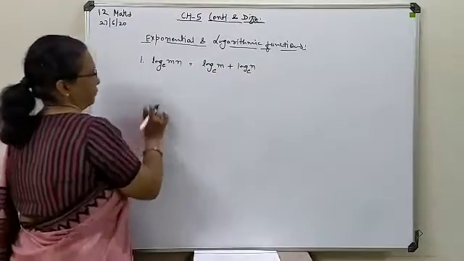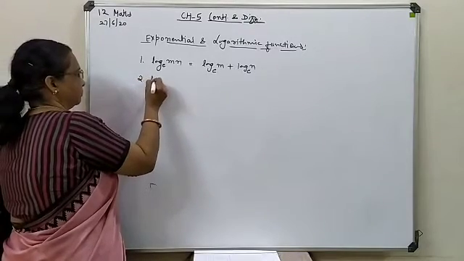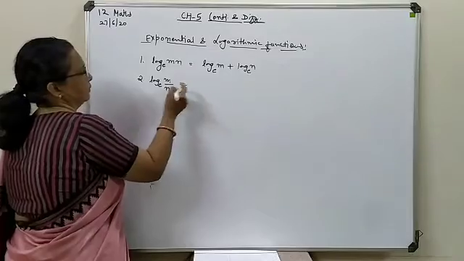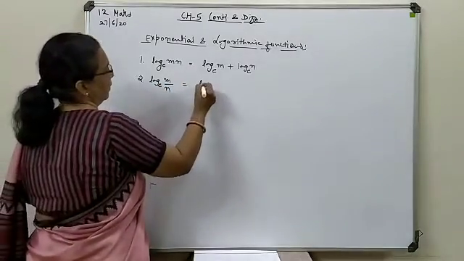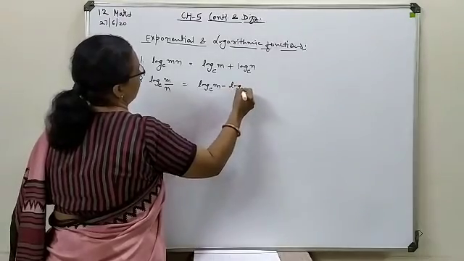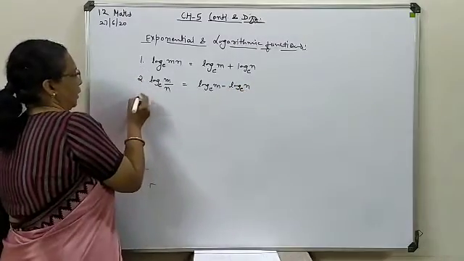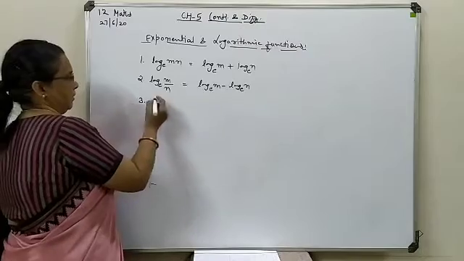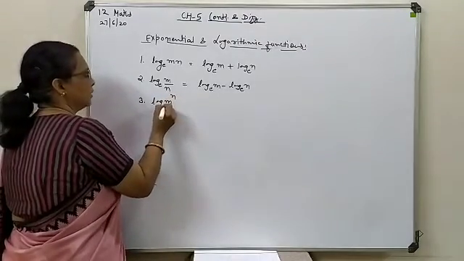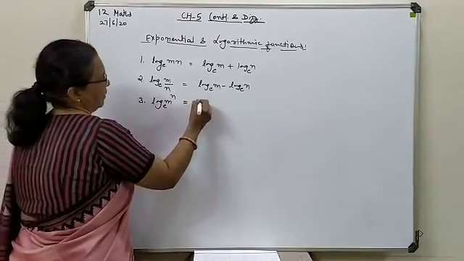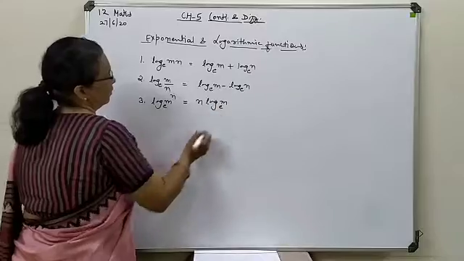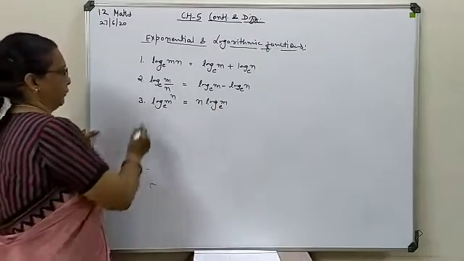addition form. Second, if your terms are available with the division form, it can be expressed as a subtraction form. Next is a log with certain power. If you are having this power, you have to write at the first position as a multiple of log term.